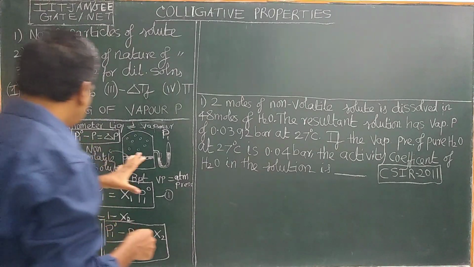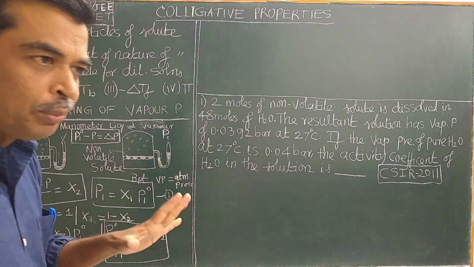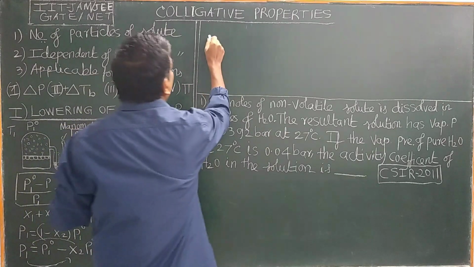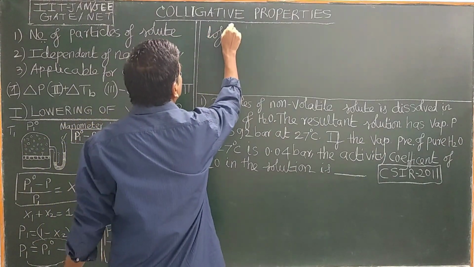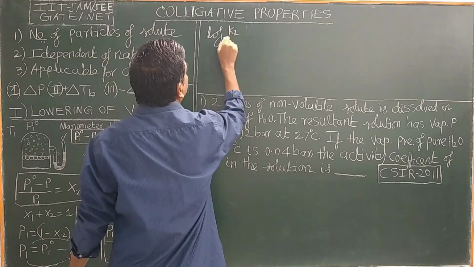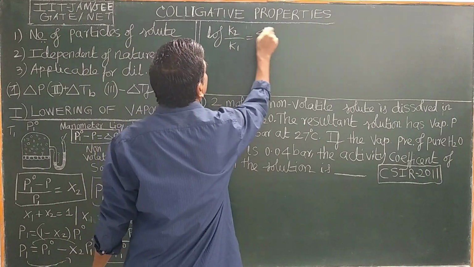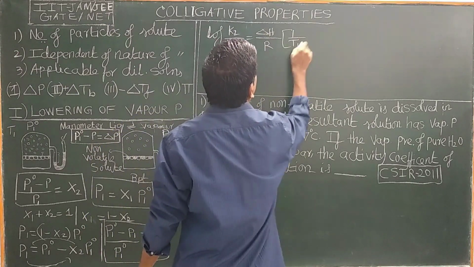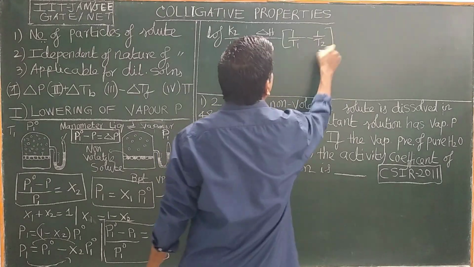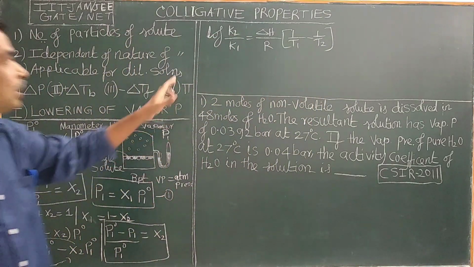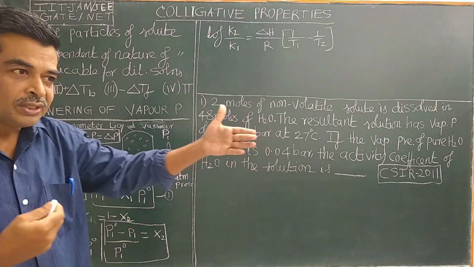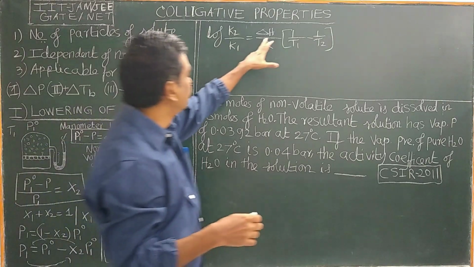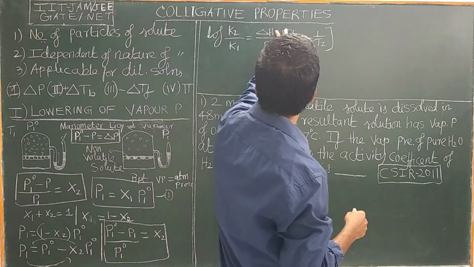Now, as I said, this is an equilibrium process. You have studied the Van't Hoff isotherm: log K2 divided by K1 equals delta H divided by R times (1 by T1 minus 1 by T2). So this is for chemical equilibrium. K1 is the forward rate constant and K2 is the reverse rate constant, for an equilibrium process, and delta H is the enthalpy of the reaction.